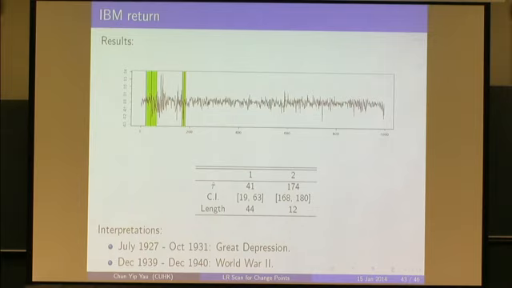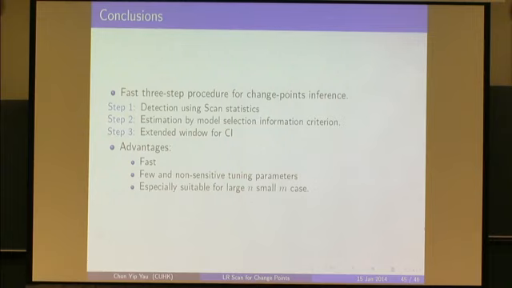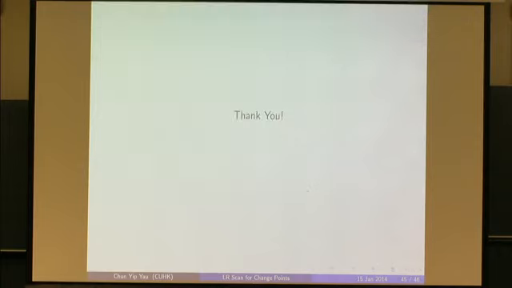Just to demonstrate how to construct the change point, and the change point means something in the return. And so, conclusion: I introduced a three-step procedure for inference in change points. First, I use scan statistic to detect the change points. Next, I estimate by model selection procedure, and then finally, I construct the confidence interval. And it is fast, with few non-sensitive tuning parameters, and especially suitable for large N and small m, few change point case. Okay, thank you very much.